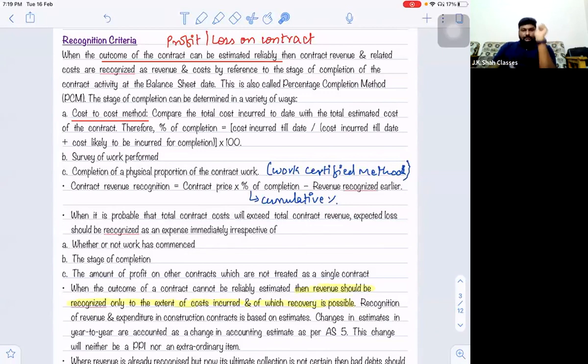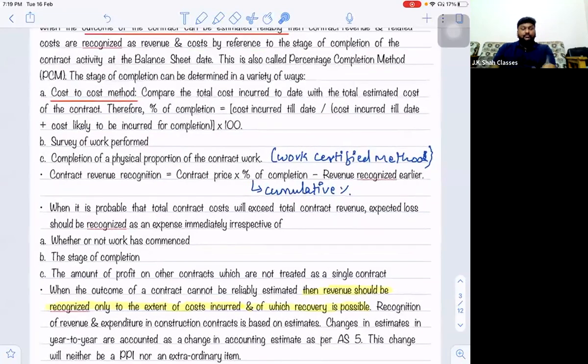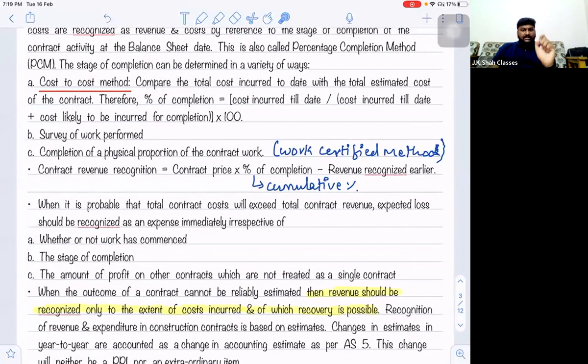If you cannot calculate the outcome of the project reliably, outcome meaning profit or loss of the project, then AS 7 says that whatever cost is incurred in the current year has to be recorded in the P&L, and the same revenue also has to be recorded in the P&L. If 100 rupees cost you are debiting to P&L, then only 100 rupees revenue should be credited to P&L. Technically no profits or losses have to be recorded at this point, because you cannot reliably estimate the overall outcome. The overall outcome can be recognized only at the end of the contract.